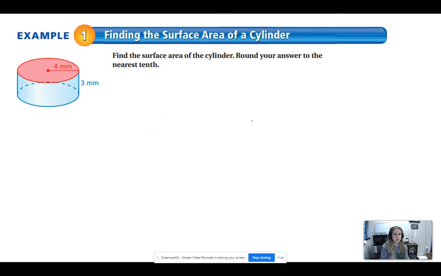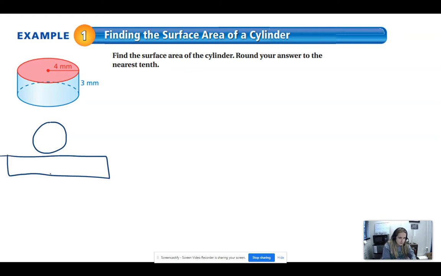Finding the surface area of a cylinder. Find the surface area of the cylinder, round your answer to the nearest tenth. What I am going to do first is draw a net of this. To draw a net, I have a circle, and I have a long rectangle like that. They should be connecting. Then I have another circle. Notice the height of the rectangle is 3, and the radius is given to me as 4.